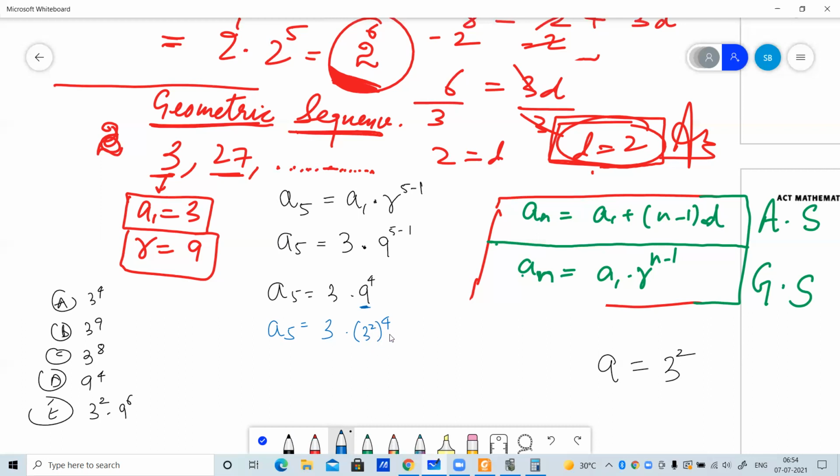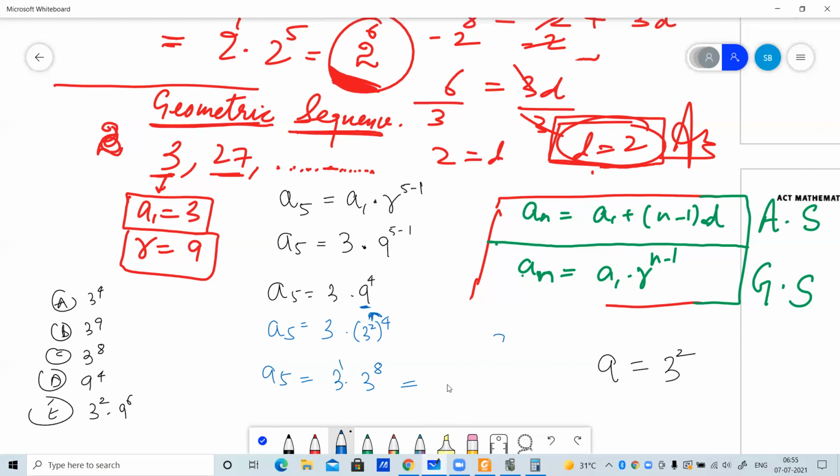Now when a power is raised to a power, what do you do to the powers? Add them. No. Multiply them. Yes, you have to multiply them. So 2 times 4 is 8. So a5 is equal to 3 times 3 to the 8. Now you have the same bases.